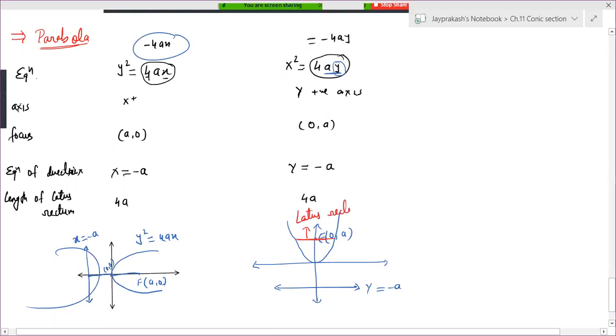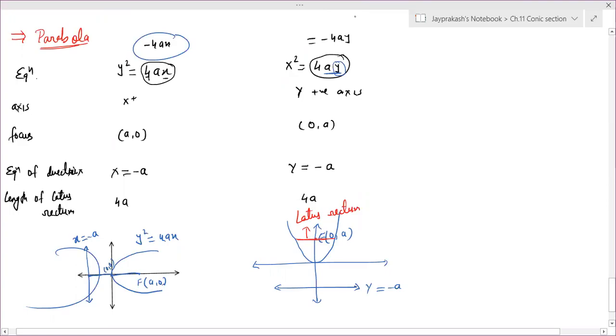सर वो तो पेज नंबर 245 पे है। Sir, So that is the latest rectum.